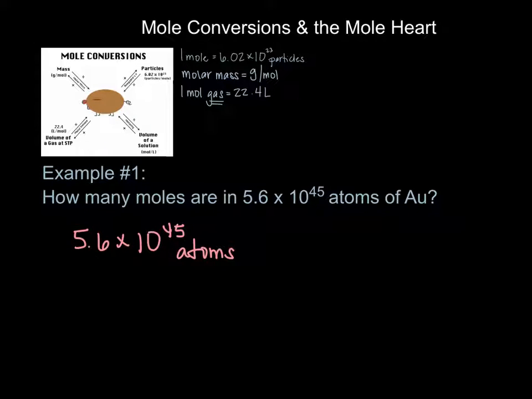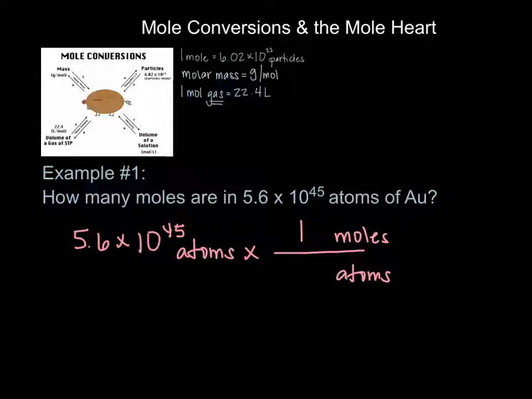And then our next step in our factor label method is multiply by a conversion factor. And since I have atoms, I need to get rid of atoms. So my atoms need to go on the bottom. And I know from my mole heart diagram that I'm only going to have one conversion factor in here. So it's going to be a one step. So I should be able to go right from atoms to moles. And whenever I'm converting between moles and something else, it's always going to be in terms of 1 mole. So 1 mole equals how many atoms?